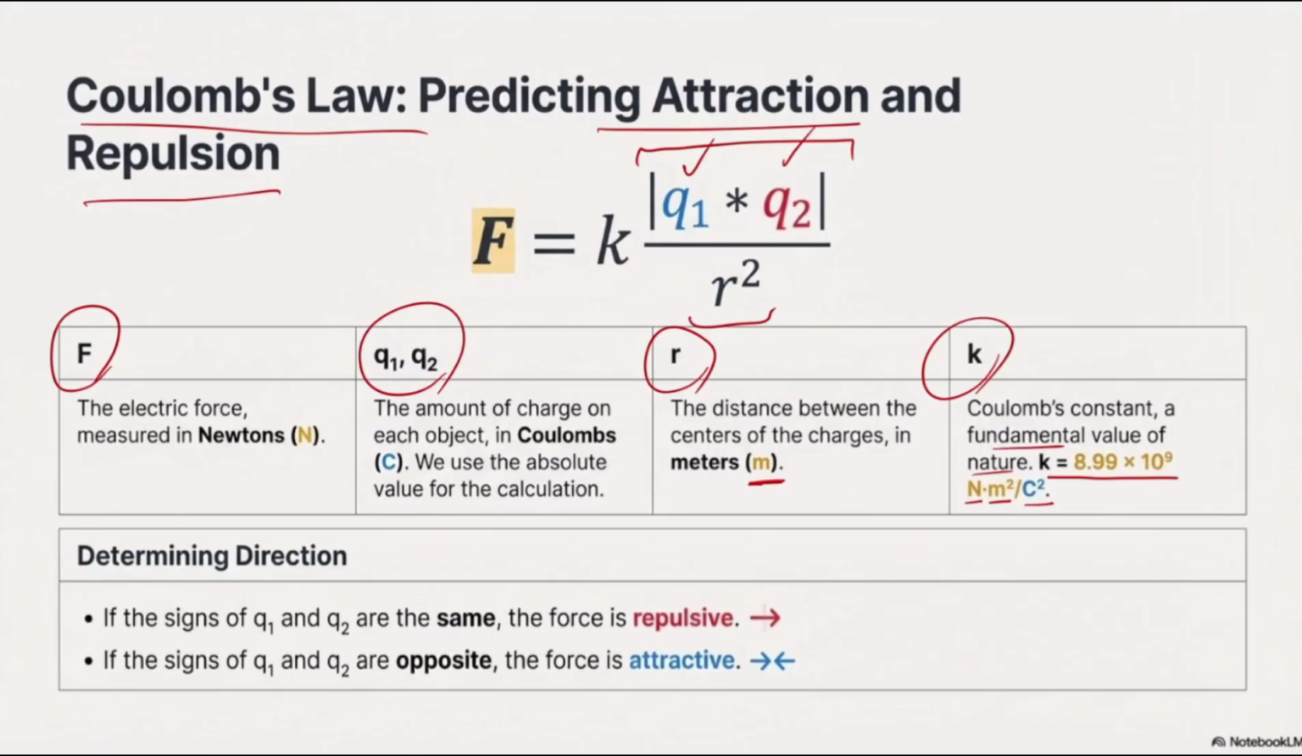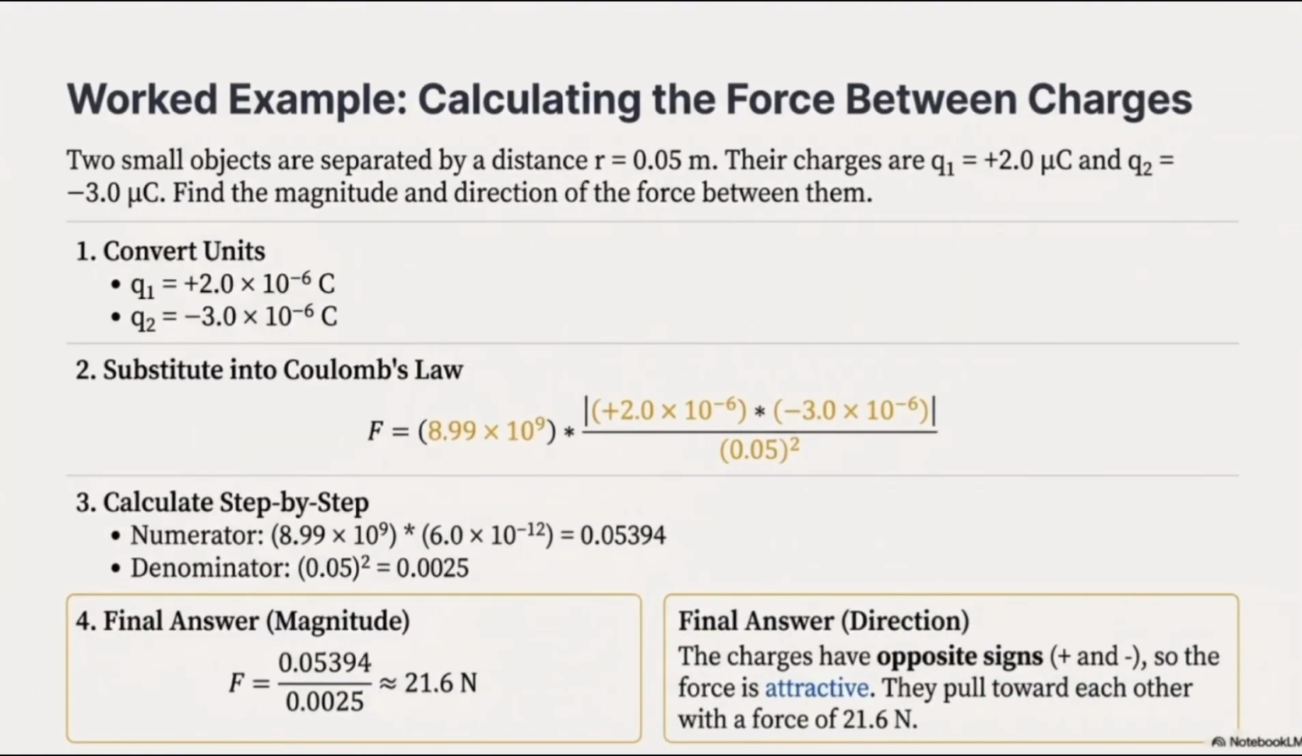Another thing that we have to know, rather than just quantifying this, since we are going to find a number based on the information the question gives me, is that we have to determine direction. If the signs of Q1 and Q2 are the same, the force is going to be repulsive. Those two objects are going to repel each other. On the other hand, if the signs of Q1 and Q2 are opposite, the forces are going to attract, or those objects are going to attract each other.